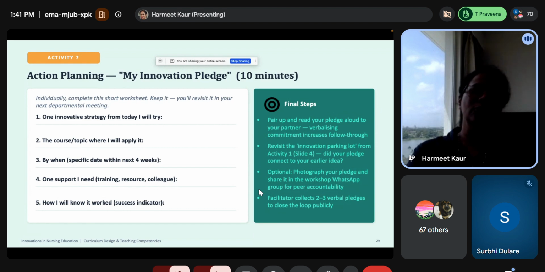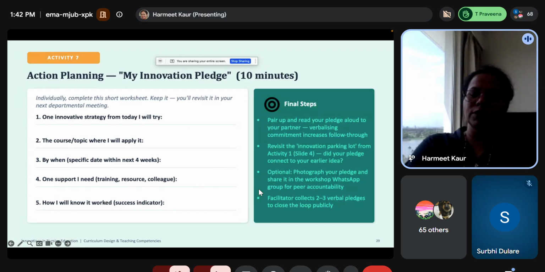Okay. How will I know it works? Success indicator. How will you understand, whether through the students' feedback, or whether they are able to run that scenario fully, or whether they feel very happy after this particular innovative method. Okay. So please do this activity by yourself. I'm sure if you write it, then definitely you will include at least one innovation in your teaching style.